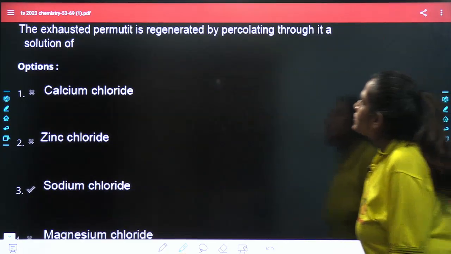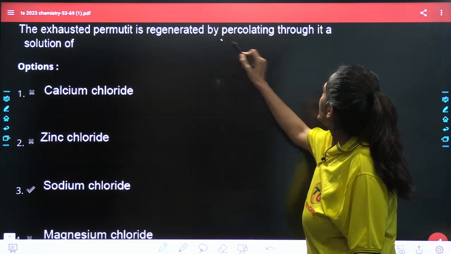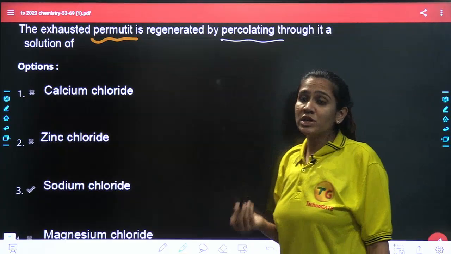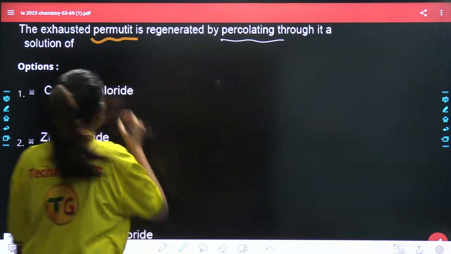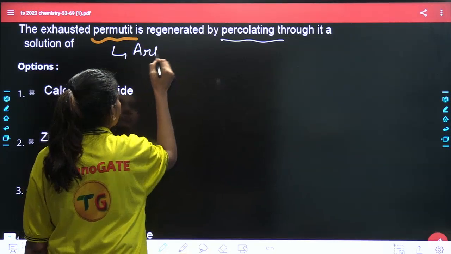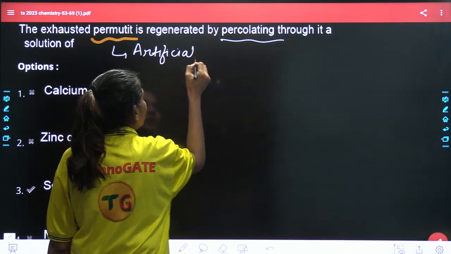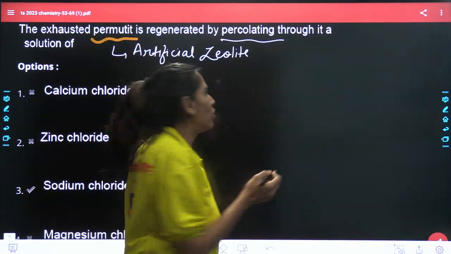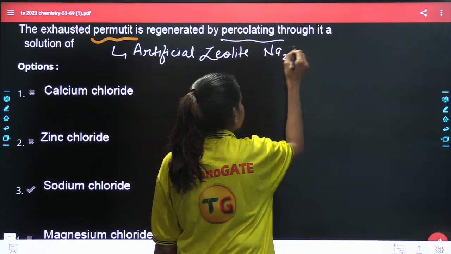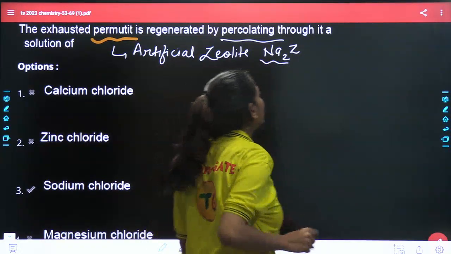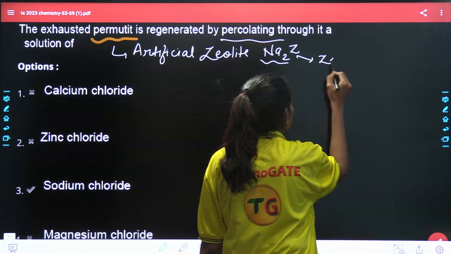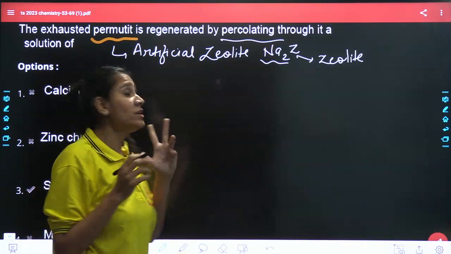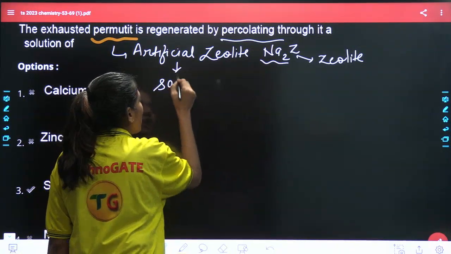The exhausted permutate is regenerated by percolating through it a solution of... Now, exhausted permutate. What is permutate first of all? Permutate is an artificial zeolite, which is used for softening of hard water. Usually it is written like this: it has sodium ions, and Z is zeolite. So we use this artificial zeolite for the softening of hard water.